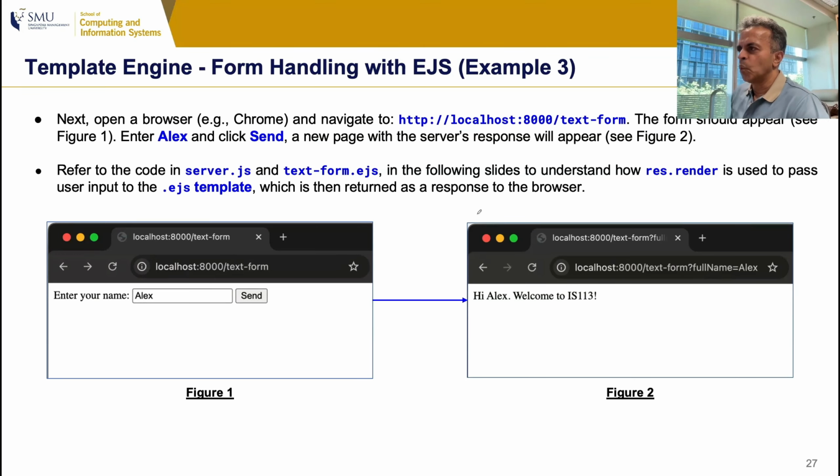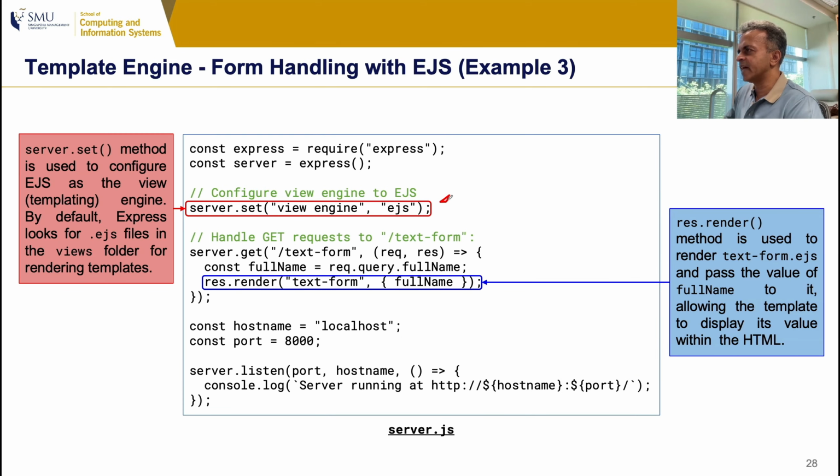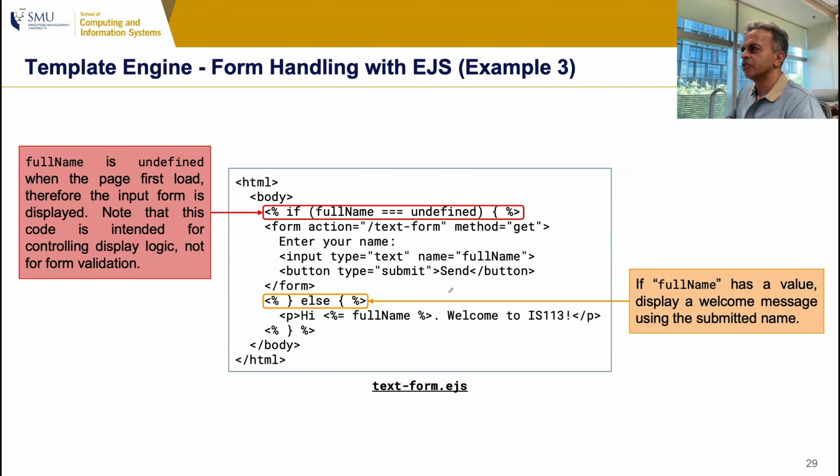So this is what happened. We went to text form in the localhost, and that gave us a form where we typed in Alex, and then we saw the response there. The first thing that we did was to set the view engine to EJS. This is important. And then we rendered an EJS file, a view, which is text form, which will be inside the views folder, and we passed the data full name. So what happens is that if the full name, which is available to the EJS file at that point when it is being rendered, is undefined, then it serves the form. Otherwise, it just responds with the data that came through.